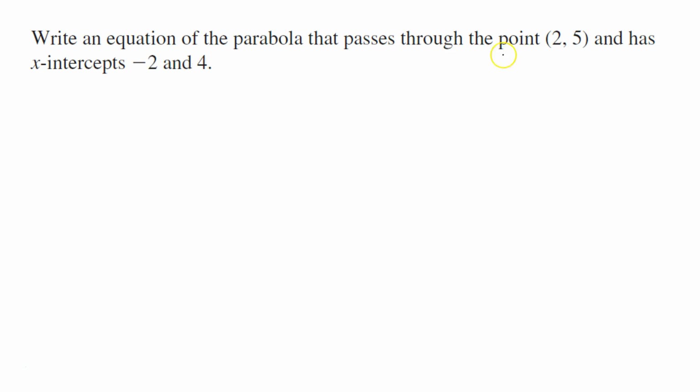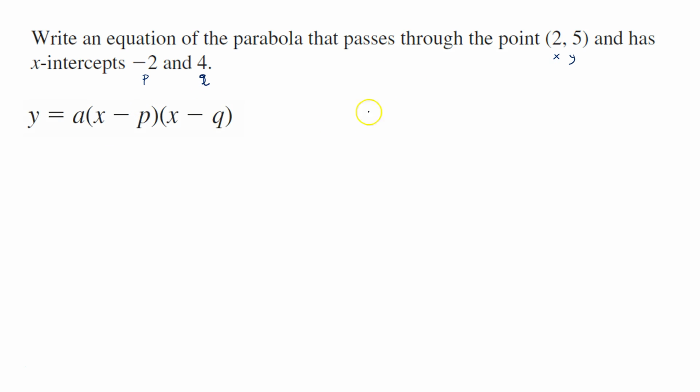Alright, so let's practice one more. We're going to write the equation of the parabola that passes through the point (2, 5). That's our x and y. And has x-intercepts negative 2 and 4. P and Q, not G.